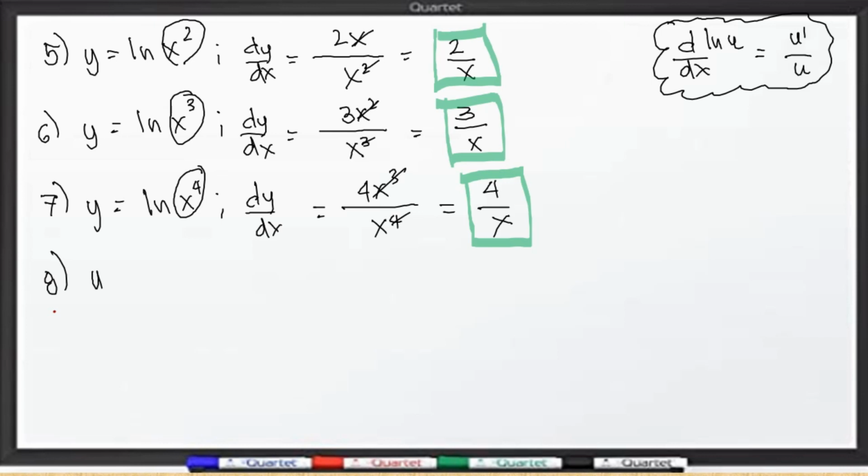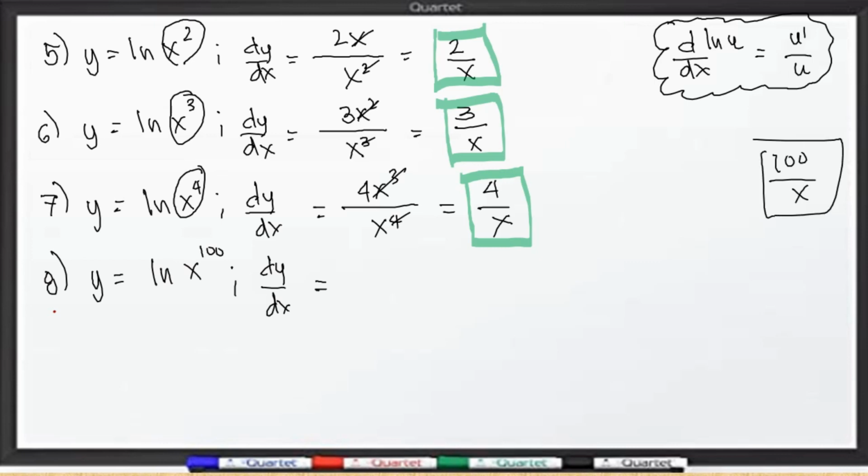Number 8, y is equal to ln of x to the 100. Ano daw yung ating dy over dx? Tingnan natin kung tama yung experiment natin na conclusion. Ang sabi natin, magiging 100 over x, by inspection lang, dun sa mga nangyayari. Ano po ang ating u? Ang ating u po ay x to the 100.